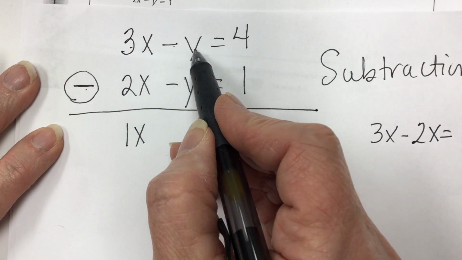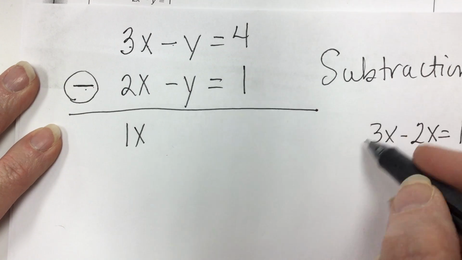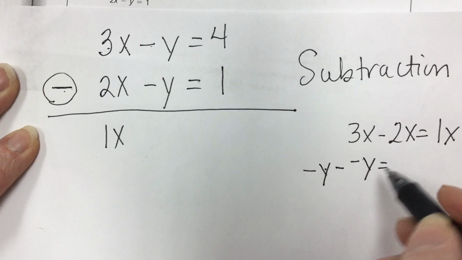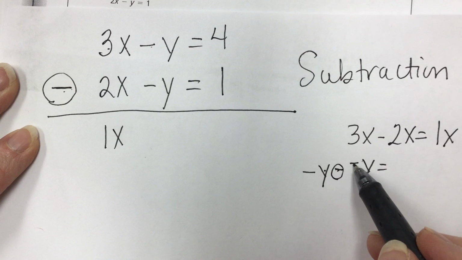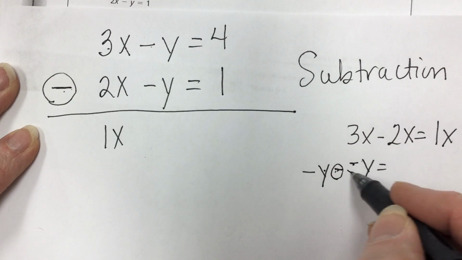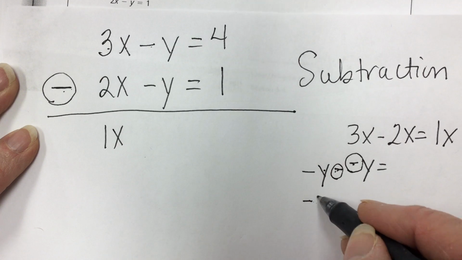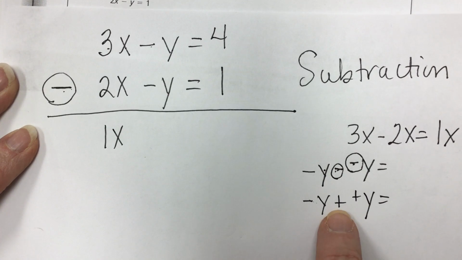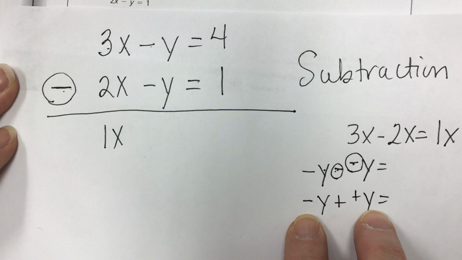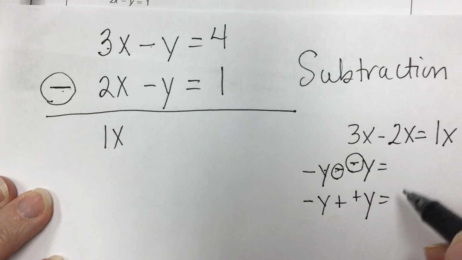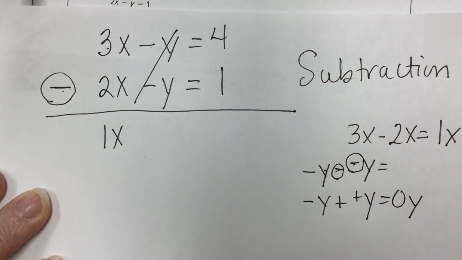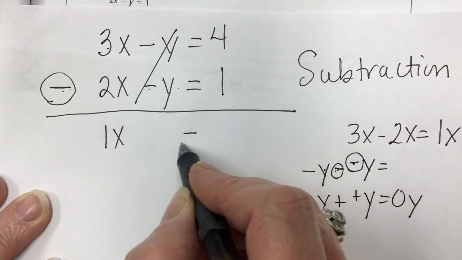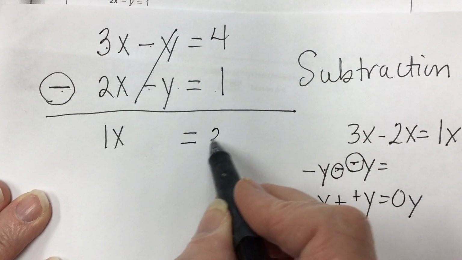Now I have negative y minus negative y. We're subtracting. Anytime you have that minus the negative, that's adding the opposite. You must change both of those to their opposite. That becomes negative y plus positive y. So when you're adding with unlike signs, you subtract and take the sign of the larger. So you get 0y. So the y's cancel. So negative y minus negative y gives you 0y, or just 0, equals 4 minus 1, which gives you 3.